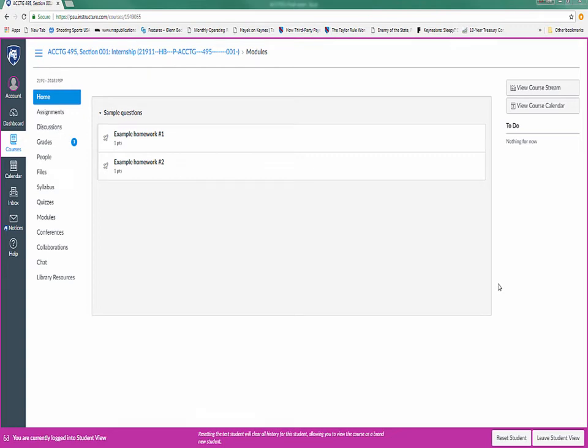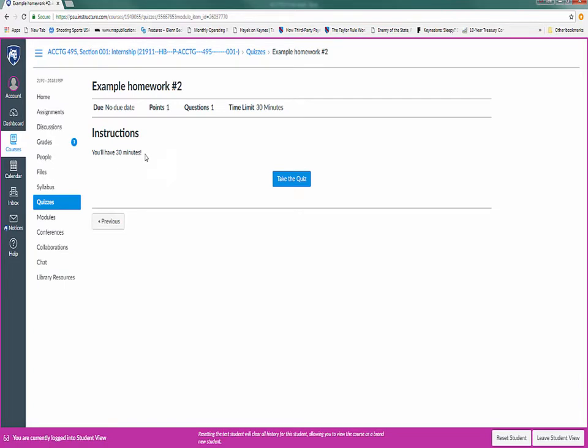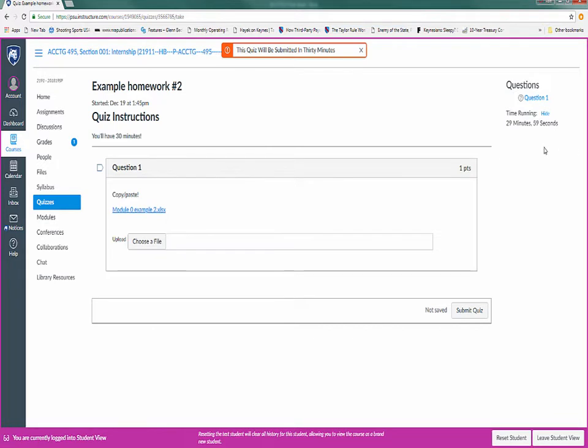Okay, just for the heck of it, let's go ahead and go through a second example of how these weekly assignments are going to work. And so again, in whatever course module you happen to be in, you'll see some assignments. We click on example homework number 2. Again, notation, you'll have 30 minutes to complete this. Once you click on take the quiz, that's when the clock starts ticking. So take the quiz. Clock is running as you see up in the right hand corner.